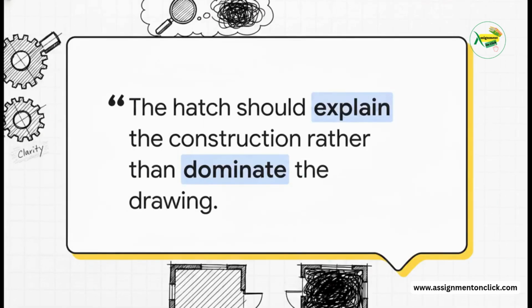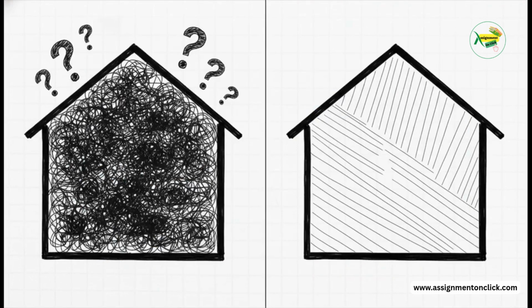I want to bring up this brilliant insight straight from our source material today. The hatch should explain the construction rather than dominate the drawing. Hatching is all about clarity, you guys, not decoration. A drawing with massive, solid black fills or crazy, dense, distracting patterns actually hides the technical details you worked so hard to draw. So, as we wrap up this explainer and you jump into your next project, ask yourself, are your current hatch patterns truly helping the builder understand the materials, or are they just adding digital noise to the page? It might just be time to refine your technique, clean up those boundaries, and let the drawing speak for itself.